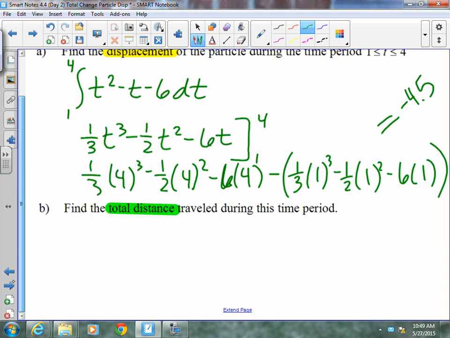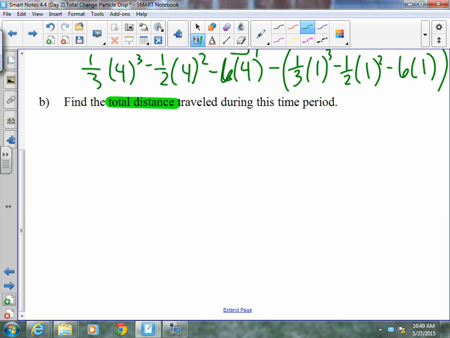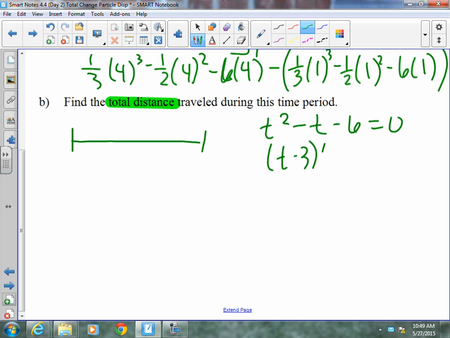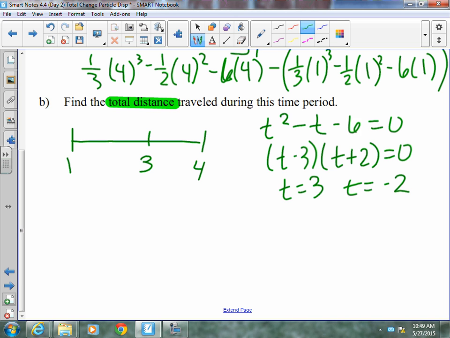Now, total distance traveled is a little bit different. First, we have to take into consideration what happens between 1 and 4. We set t squared minus t minus 6 equal to 0. We find that velocity is 0 at 3 and negative 2. Negative 2 doesn't matter, but 3 is in our window of time.